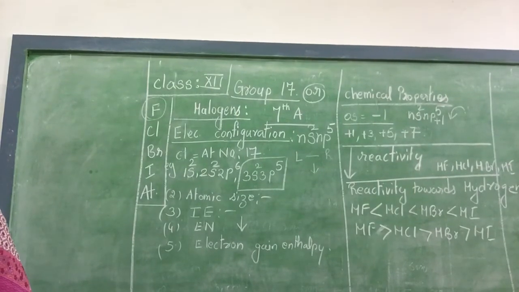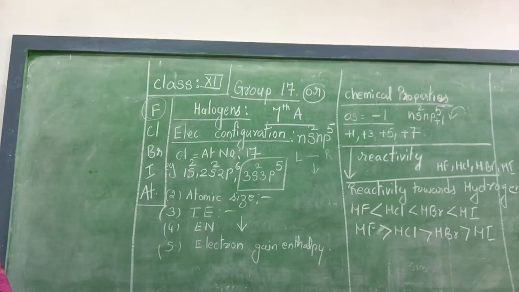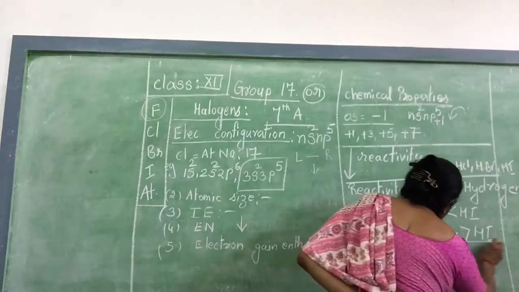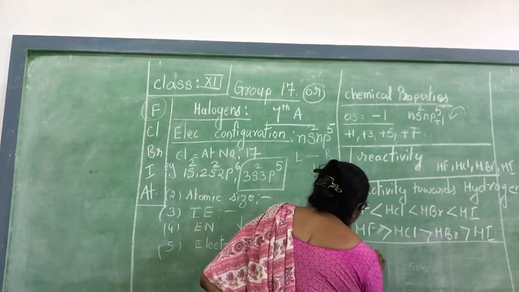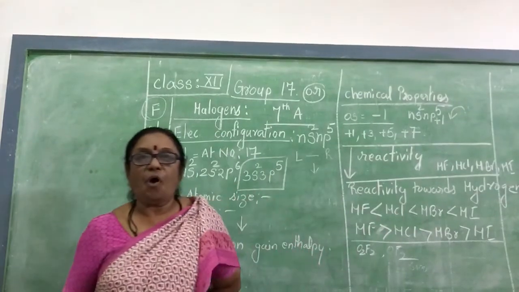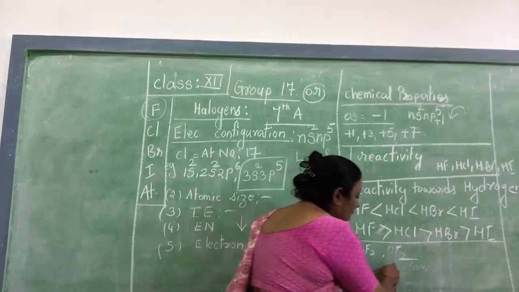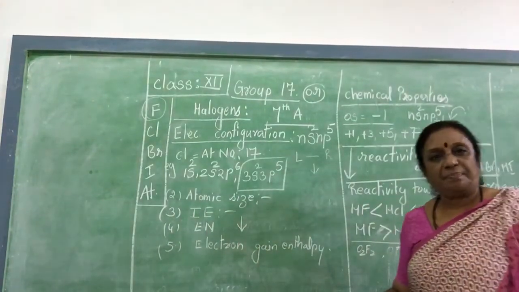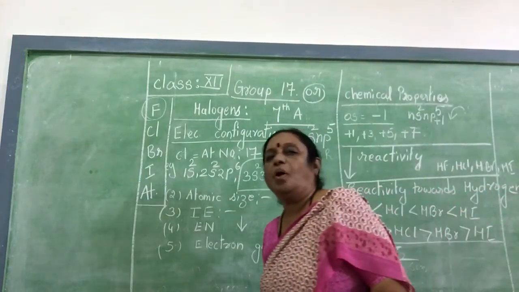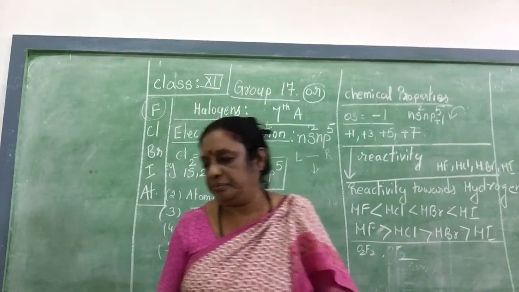Now next property is reactivity with oxygen. All these elements react with oxygen to form oxides. Fluorine forms two oxides, OF2 and O2F2. In these two oxides, oxygen has the positive charge and fluorine has the negative charge. Why? Because fluorine is more electronegative than oxygen.